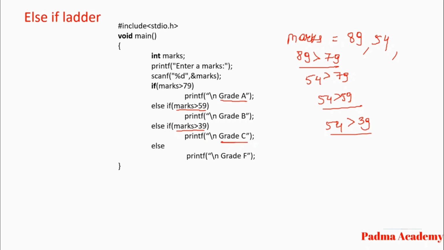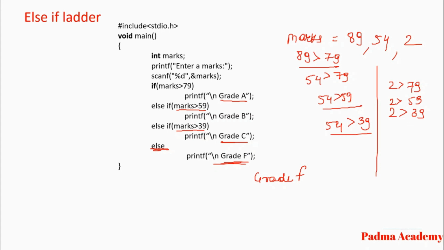So let me take one more example on this. If we give the marks as 2, it will check the first condition, that is 2 is greater than 79. So it is false. Then it will check 2 is greater than 59. It is also false. Then it will check our third condition, that is 2 is greater than 39. It is also false. Then it will execute the else part, that is the default part, that is it will print grade F. And remember one thing, if there is a single statement in if, else or else if, then there is no need of giving the curly brackets to it.